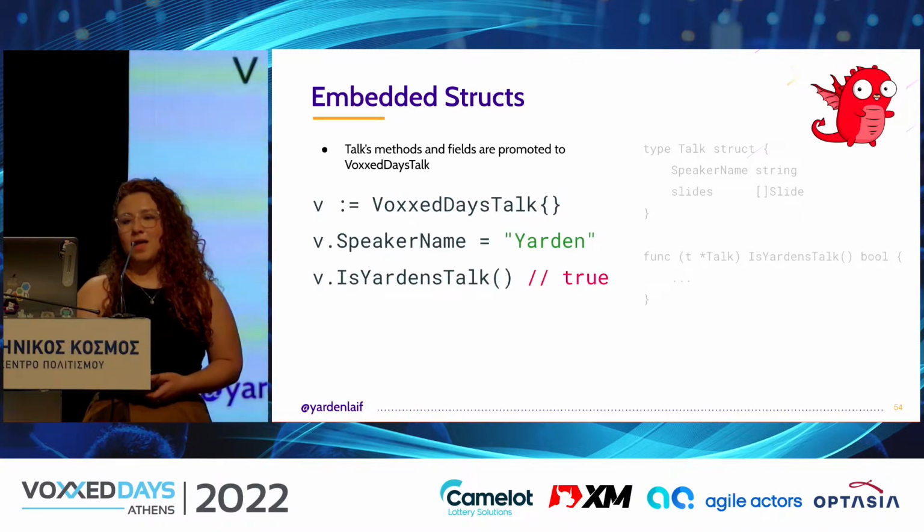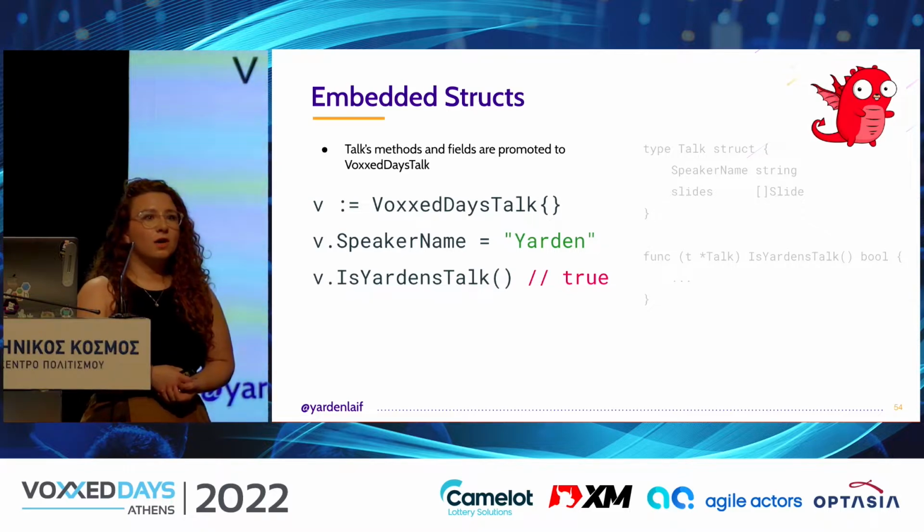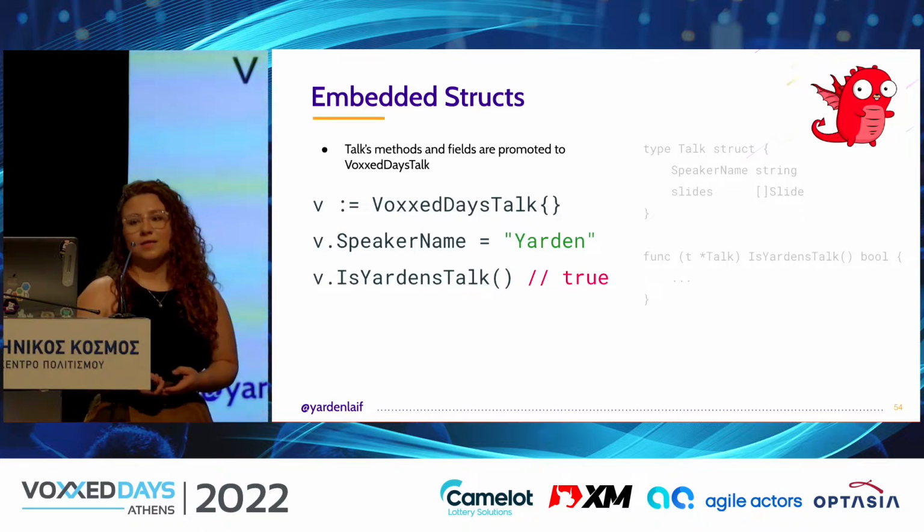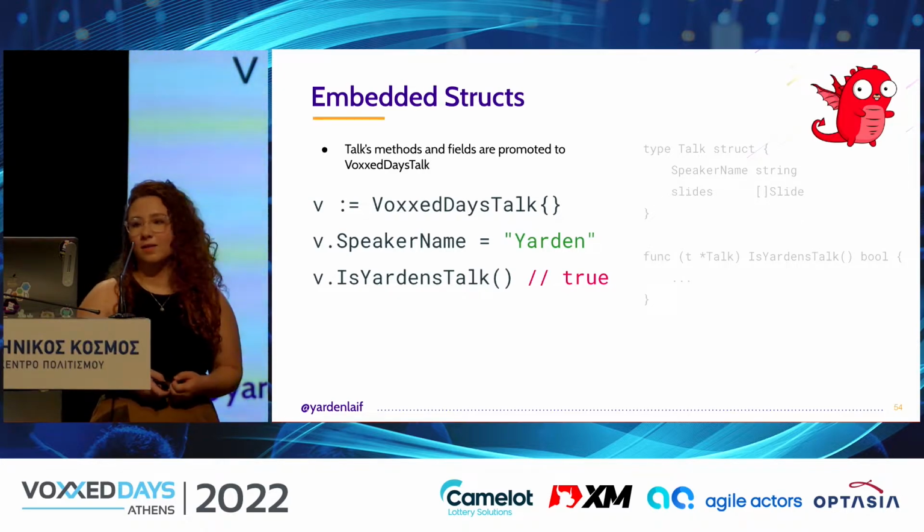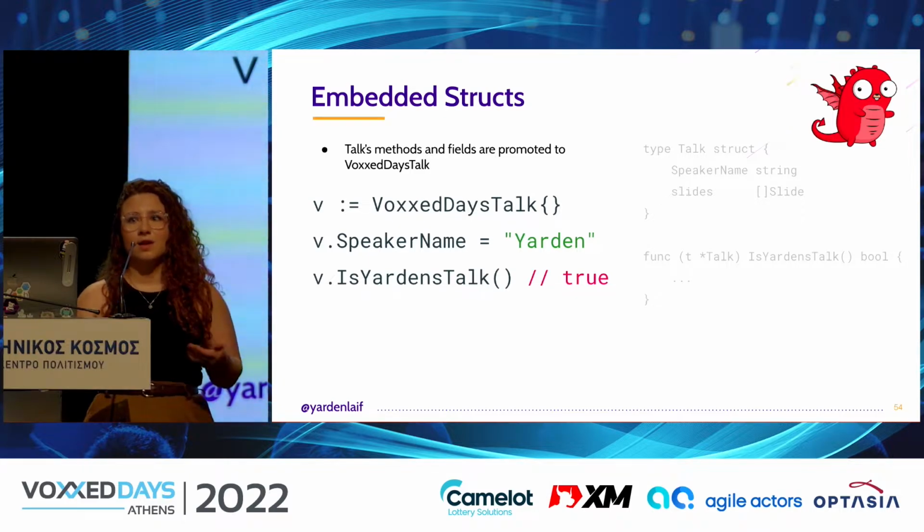And that means that the fields and methods I declared on my talk struct are now promoted to my Voxxed talk struct. So creating a variable whose type is Voxxed talk, I can access speaker name, though it was declared on talk, and the method, which was, again, declared on talk, and they will both work exactly the same. Sounds a lot like inheritance, right? Sounds a lot like a concept we know from Java.